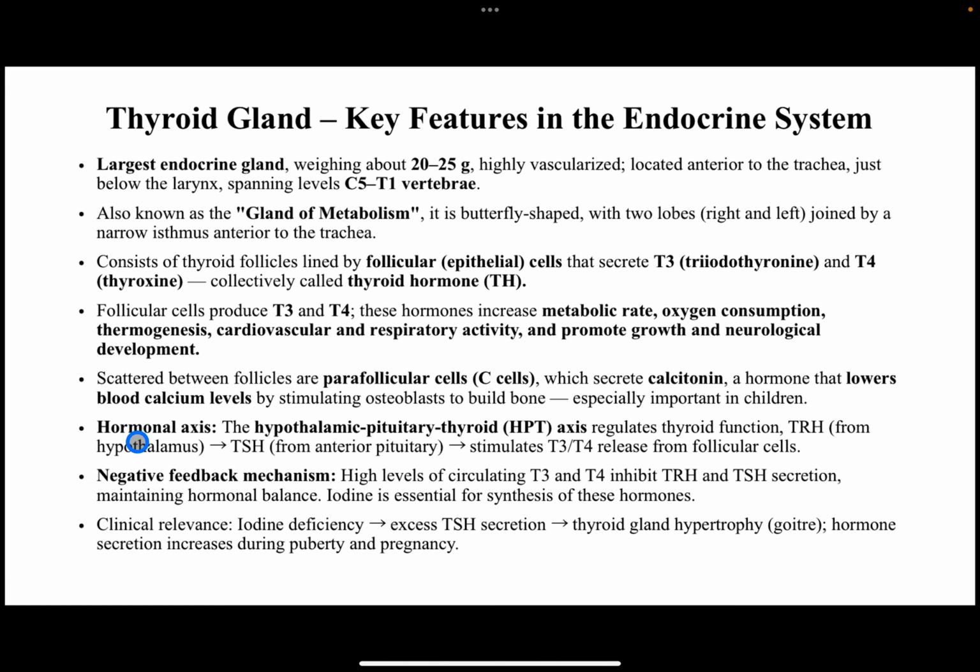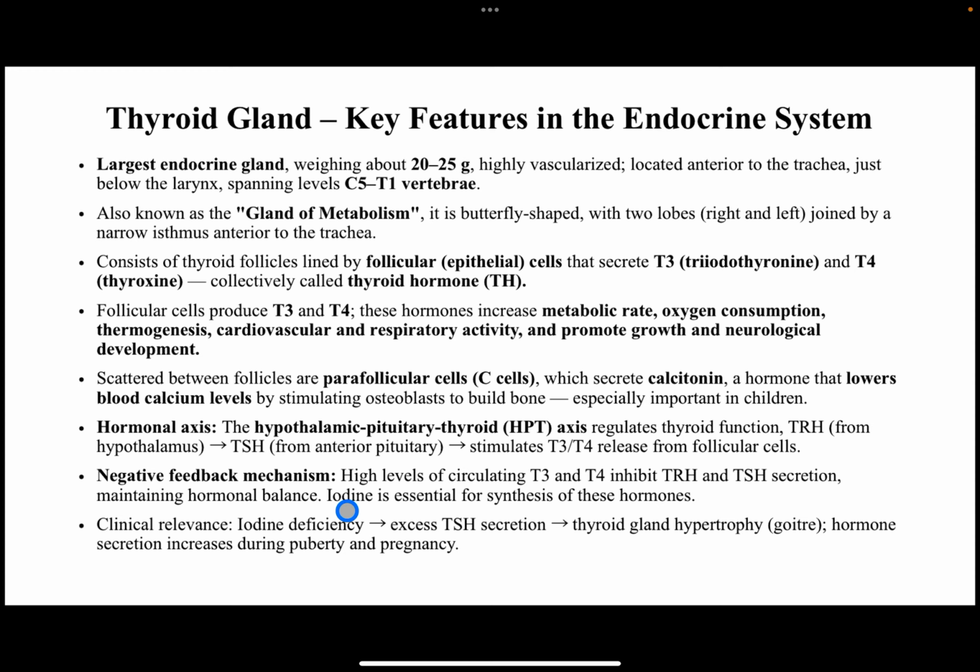Okay, so the thyroid gland basically works with this axis, okay, to control the levels of its hormone release. And so the axis makes use of negative feedback. As the levels increase, a signal is sent to the upper endocrine, okay, or higher centers, for the hormone release to be inhibited. Is that okay? That's what we mean by negative feedback mechanism.